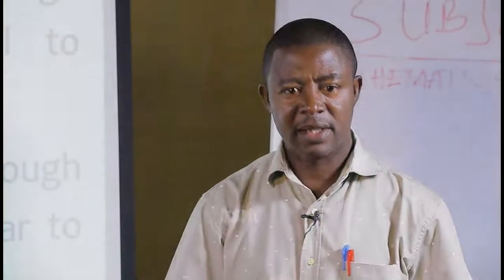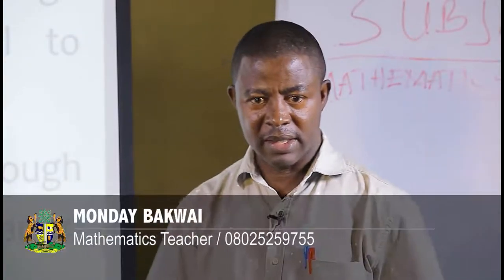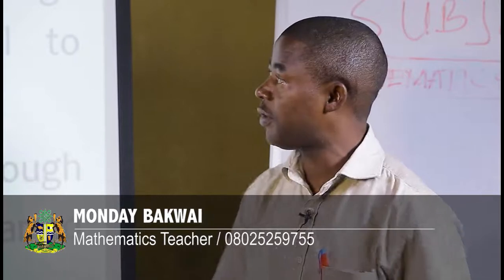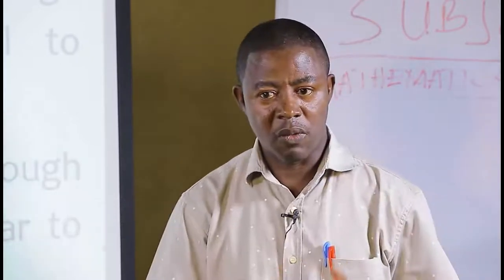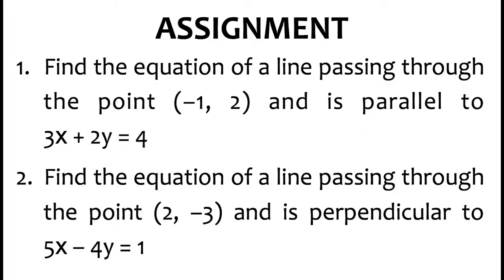My dear learners, before we conclude the lesson, I have an assignment for you. Question 1 of the assignment goes: find the equation of a line passing through the point (-1, 2) and is parallel to 3x plus 2y equals 4.